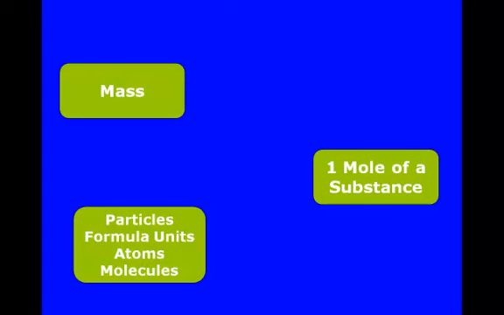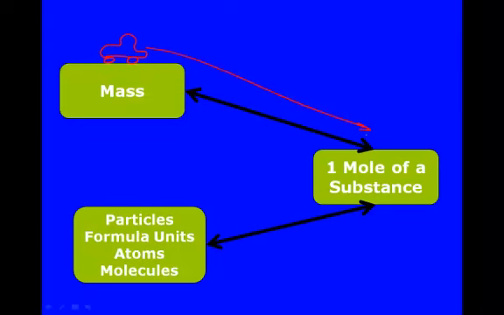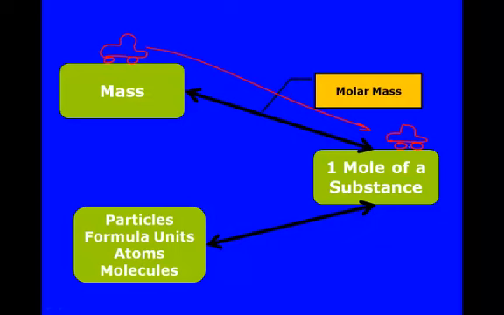So if we want to drive our car from mass island to mole island, well, we don't have a car that can drive on water yet. So we're going to need to take a bridge. And to go from mass island to mole island, we're going to use the molar mass bridge. That's where we're going to calculate the molar mass of our substance based off its formula mass, and then do our calculation.